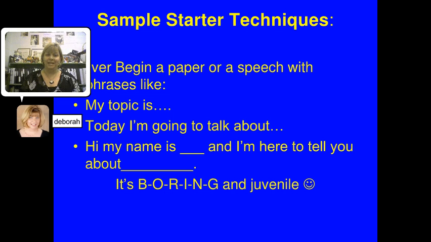Probably the most common opening that teachers have seen on papers time after time and year after year are things that begin like this. My topic is, or today I'm going to talk about, or even, hi, my name is, whatever your name is, and I'm here to tell you about whatever it is you're going to talk about. But this is boring, and it's also kind of juvenile. It might have been something that was good when you didn't know how to begin a paper in about second grade, but now that you're hitting high school, we're going to talk about some more sophisticated ways that you can start your papers.